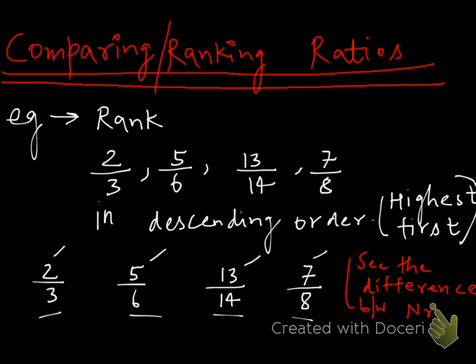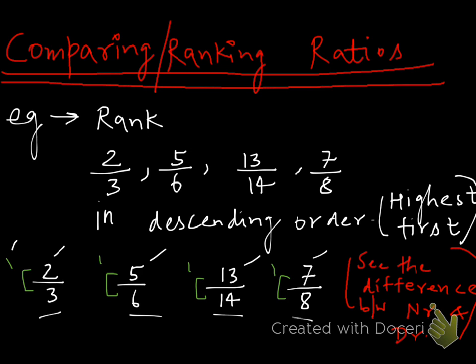I'll see the difference between the numerator and the denominator. In the first case, the difference is 1. In the second case, again, the difference is 1. In the third case, the difference is 1. And in the last case, the difference is 1 again. So what I've seen here is that the difference is 1, which is the same in all the cases. Whenever the difference is the same, you just need to see the numerators. Just compare the numerators. The greater the numerator, the greater will be the fraction.